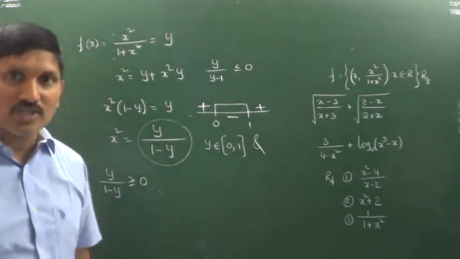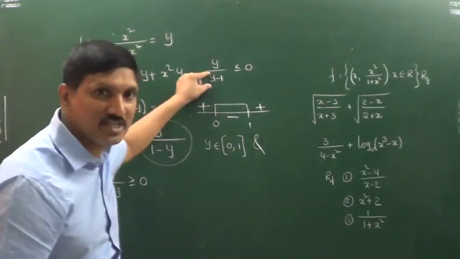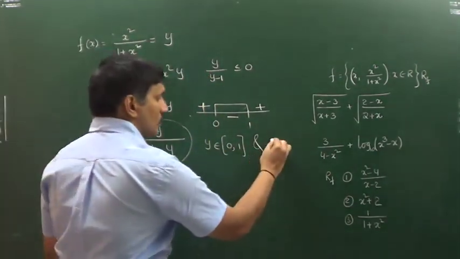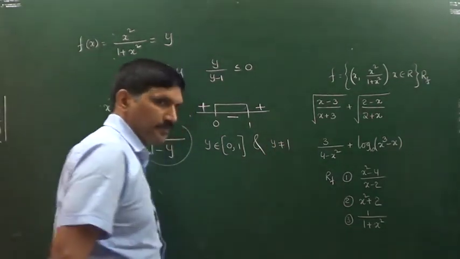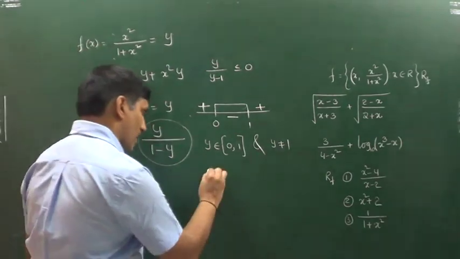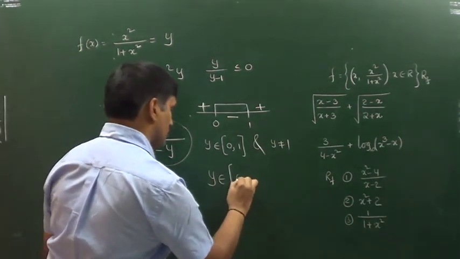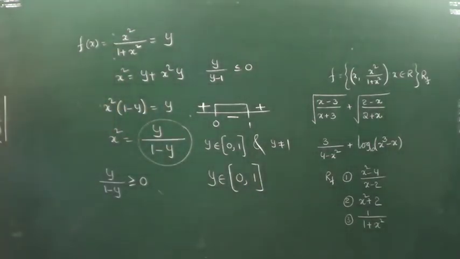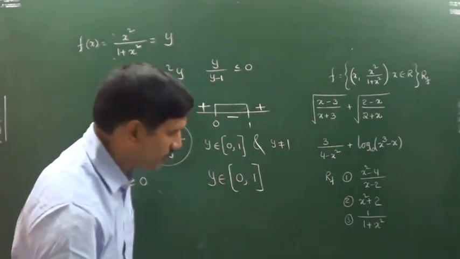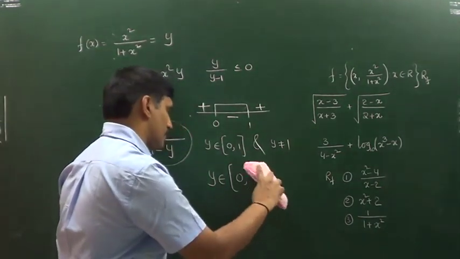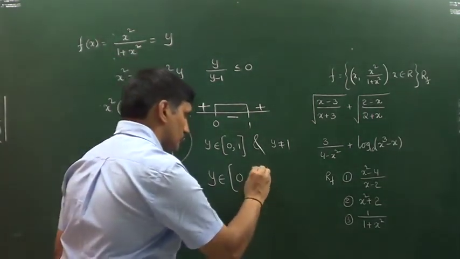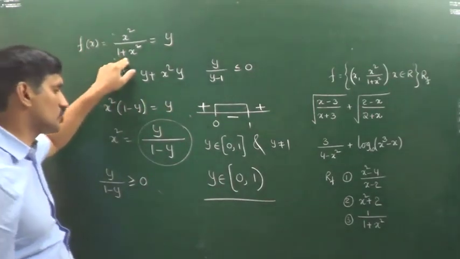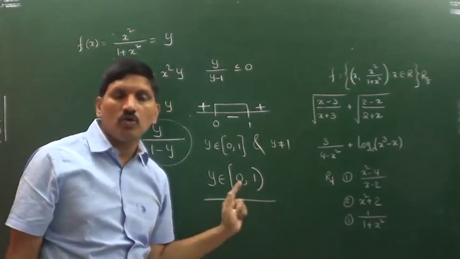And what is another piece of information we have? The denominator is never equal to 1. That's why y is not equal to 1. So y belongs to the closed interval 0, open interval 1. So this is the range for this function. So the range of x square by 1 plus x square is the closed interval 0, open interval 1.